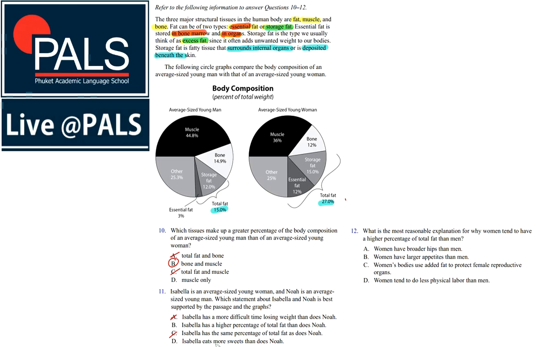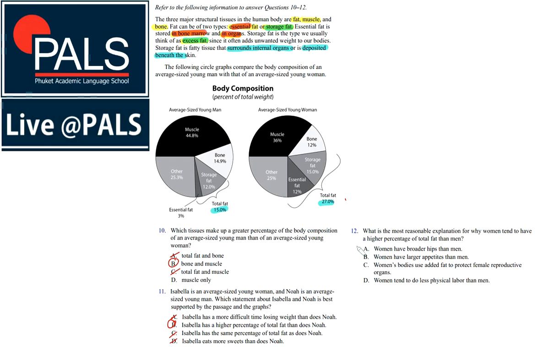And Isabella eats more sweets than Noah. Again, this is natural. This is not caused by a difference in diet. It's not mentioned here, so we can exclude D as well. So it must be B. B makes most sense here. And the last question: what is the most reasonable explanation for why women tend to have a higher percentage of total fat than men? This is not mentioned here, but we can have a look at the answers and choose the most reasonable one. Women have broader hips than men.